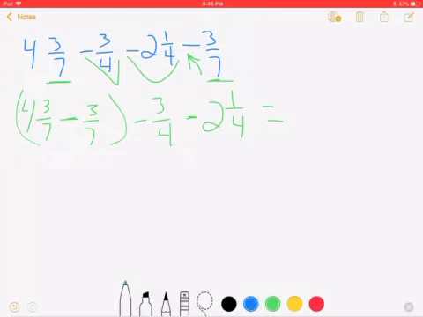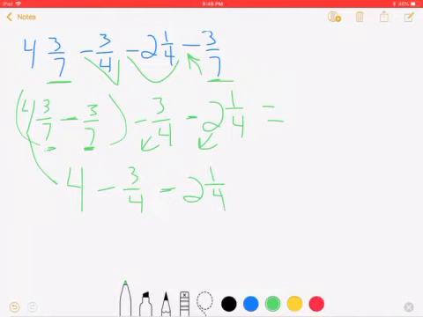Okay, so let's do what's in parentheses first. 4 3/7 minus 3/7. I can subtract my fractions first. 3/7 minus 3/7 equals 0. And the only thing left here is 4. So now I have 4. Bring this down. Minus 3/4. Bring this one down. Minus 2 1/4. Okay, so 4 minus 3/4 minus 2 1/4.